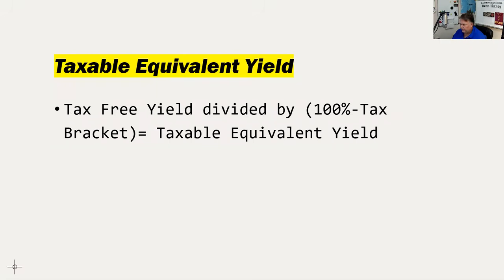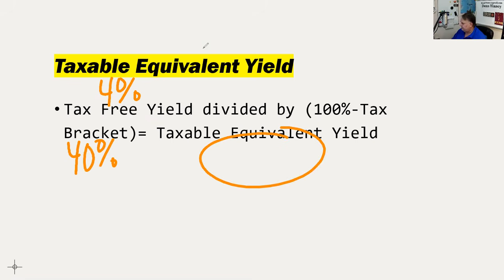And so to go the other direction, your client is considering buying a 4% tax-free bond. Your customer is in a 40% tax bracket. What is the taxable equivalent yield? What does he need to be able to beat to get something like that?